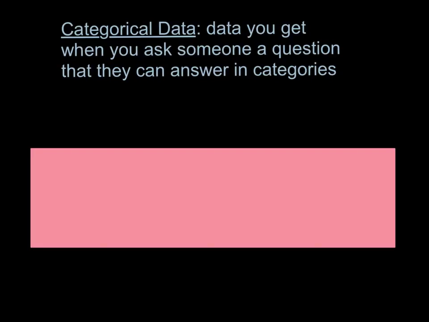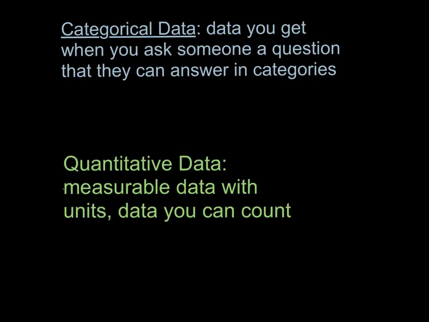When you're done with that, I want you to copy down the definition. The first definition is categorical data, which is data you get when you ask someone a question that they can answer in categories. Pause the video and write down that definition. When you're finished, quantitative data is measurable data with units, data you can count. We'll go over examples in just a second. Make sure you copy down those definitions, and maybe put a star next to the right definition.